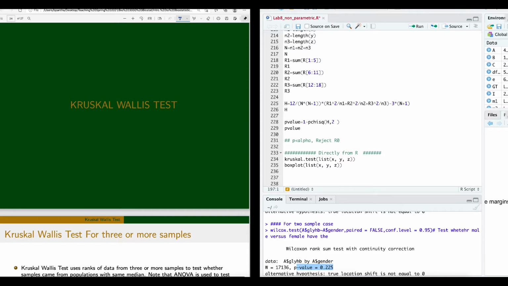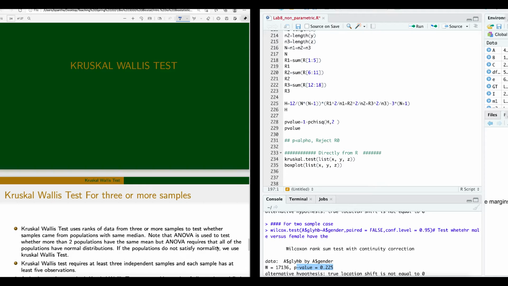Now, if there are more than two samples and you want to know if the medians or central values in those samples are equal or not, then we use a test called the Kruskal-Wallis test.